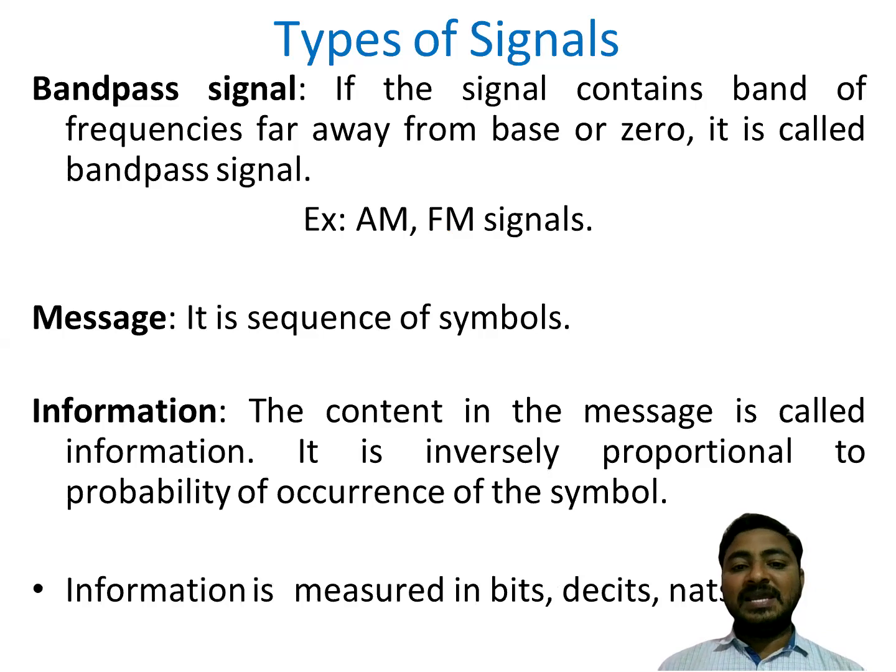Next, message. It is a sequence of symbols. Message is nothing but a sequence of symbols. Next is information. The content in the message is called the information. It is inversely proportional to the probability of occurrence of a symbol. Information is measured in bits, digits, nats.